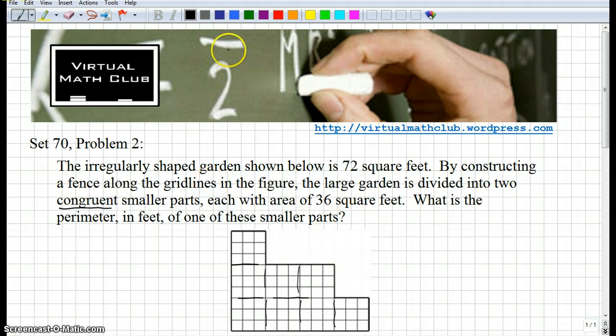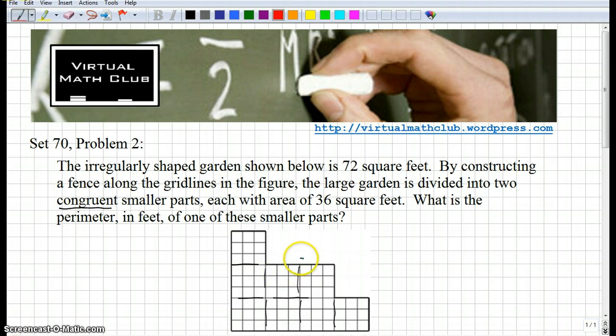The tough part about this problem is figuring out where to cut this garden in order to create congruent smaller parts. Congruent just means they have to be the same size and same shape. But they could be in different orientations, or they could be mirror images of each other. But they have to be the same size and shape, so all the side lengths have to be the same. That's the hardest part of this problem, just figuring out where to cut it, and it's got to be cut along these grid lines somewhere.